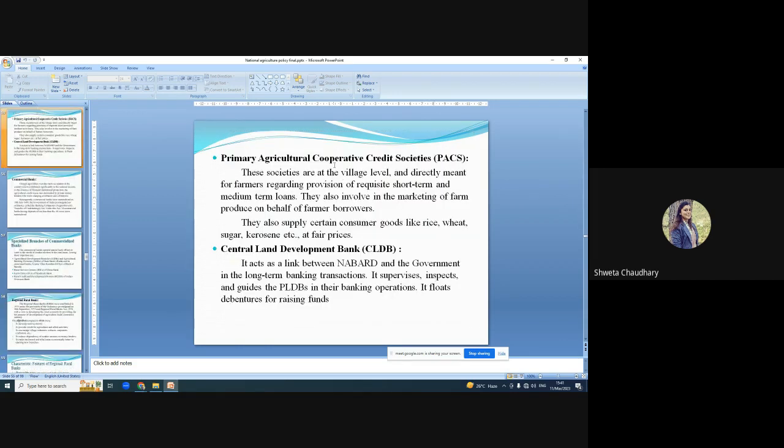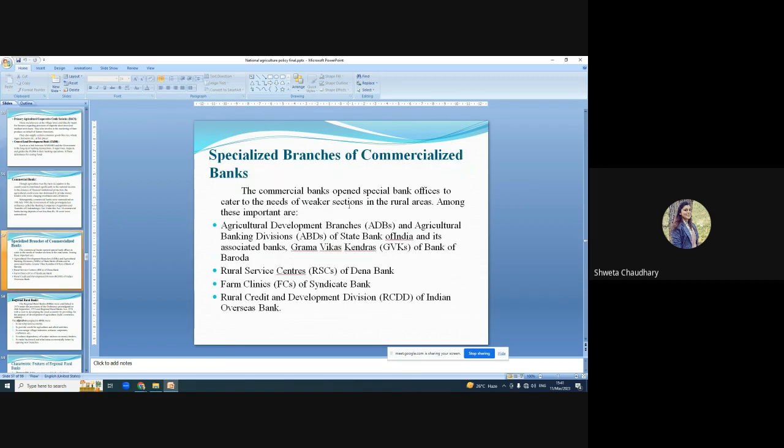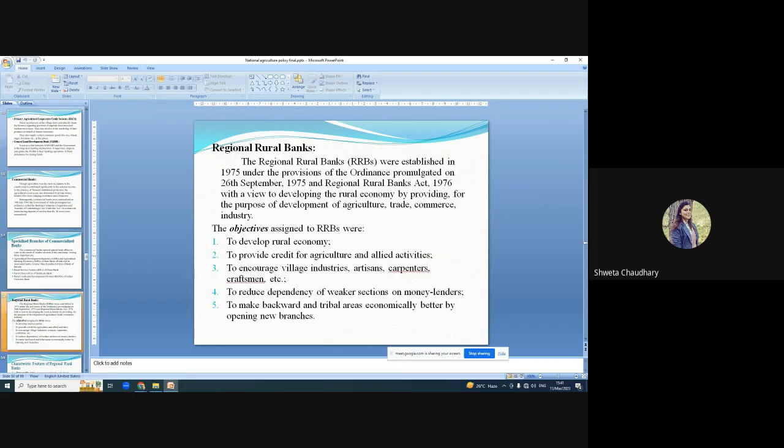So at village level, we have primary agricultural cooperative credit societies that provide the loans. At district level, we have central land development banks, and we have commercial banks like SBI, State Bank of India, for the other services. These are the specialized bank branches, like farm clinics and rural credit and development divisions. So these banks help in the development of agriculture.